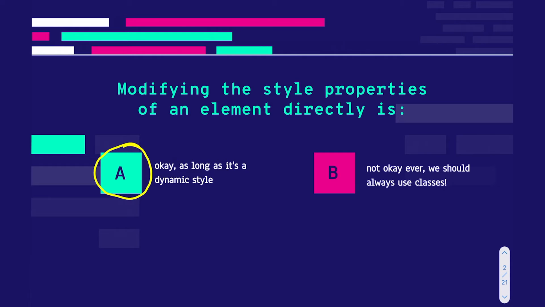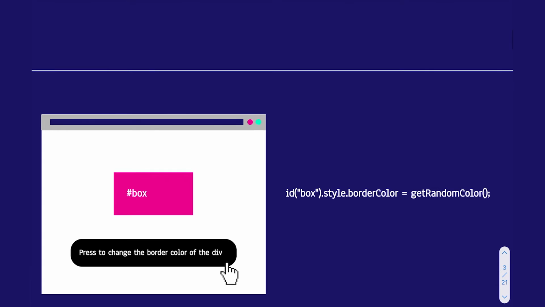Yeah, so when I talk about modifying the style properties of an element directly, what I mean is accessing the style property within JavaScript and then setting it. So here's an example of that where we're grabbing this element with the ID box, we're setting that style, and specifically we're setting the border color.